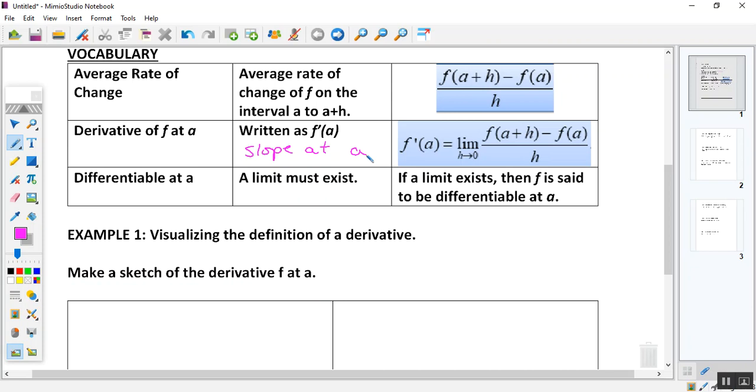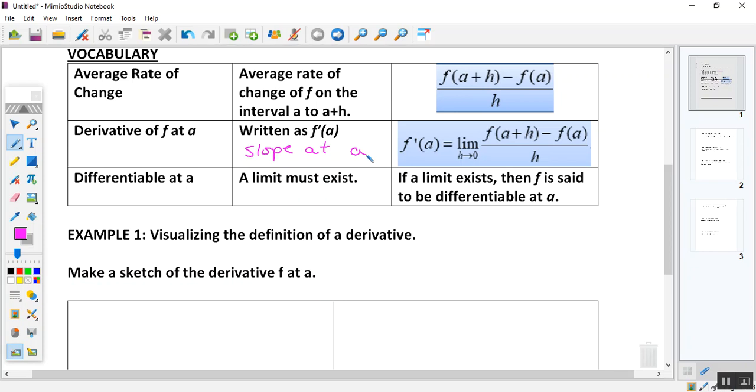If there is no limit, like say, remember when we had an asymptote there? Maybe the right side goes to positive infinity and the left side goes to negative infinity. What's the slope there? We're like, well, I don't know. It's positive on the right of it and negative on the left. Okay, so it's not the same either way. So the limit has to exist for something to be differentiable at a.